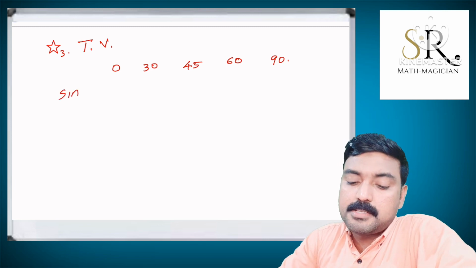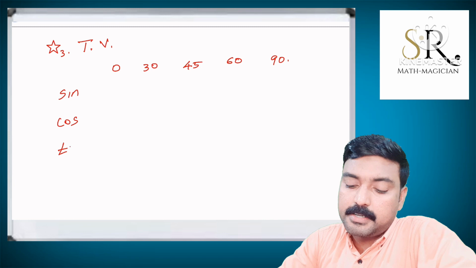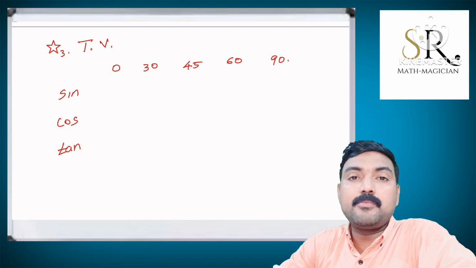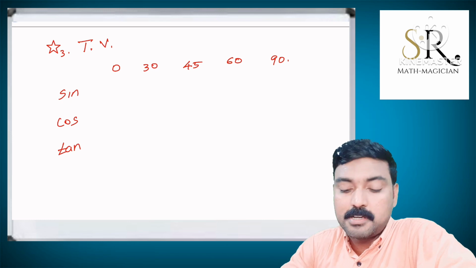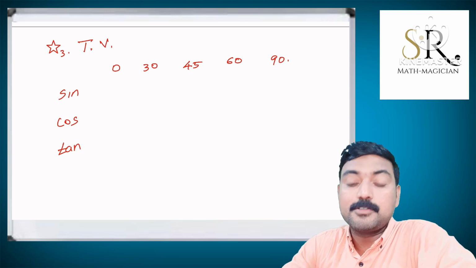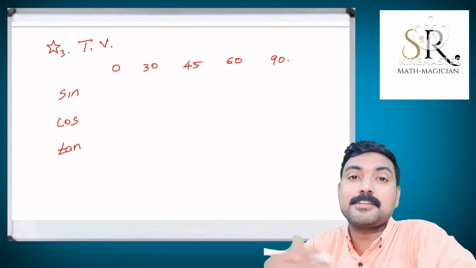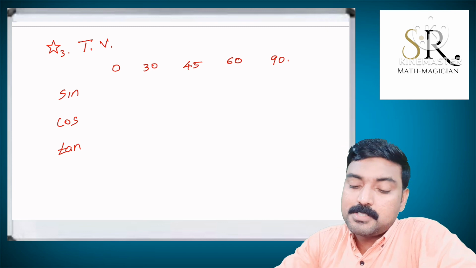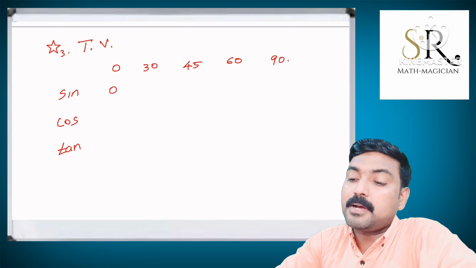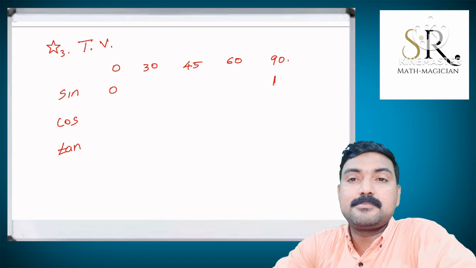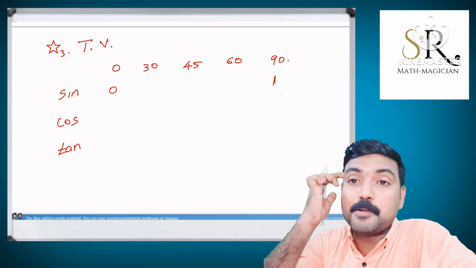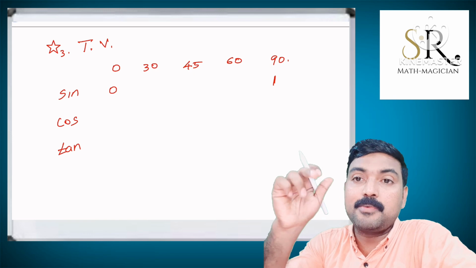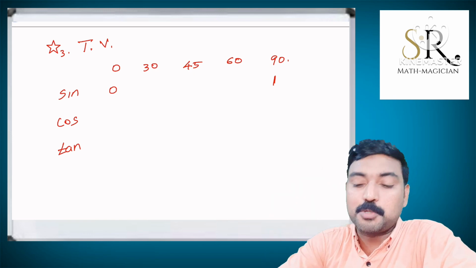Now, sine is there, cos is there, tan is there. The remaining values we can find by its reciprocal. Sine reciprocal will be cosec, cos reciprocal will be sec, and tan reciprocal will be cot. Sine 0 is equal to 0. Sine 90 is equal to 1. Sine value is increasing from 0 to 1. Just keep it in your mind. It will be required while we practice competency based questions.